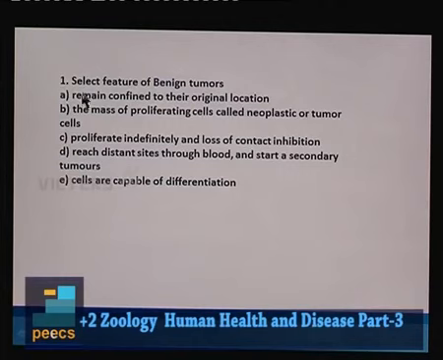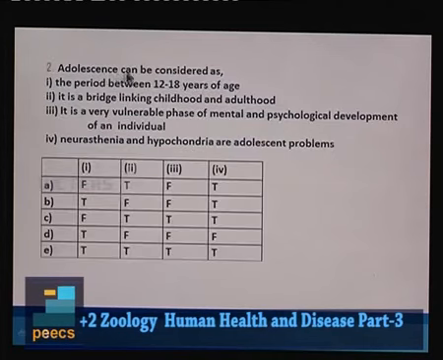So, here our answer will be option A. Benign tumors remain confined to their original location. Now, coming to question number 2, adolescence can be considered as, I told you in the beginning, a bridge between childhood and adulthood. It is a period between 12 to 18 years of age.